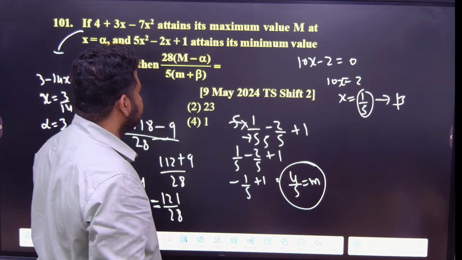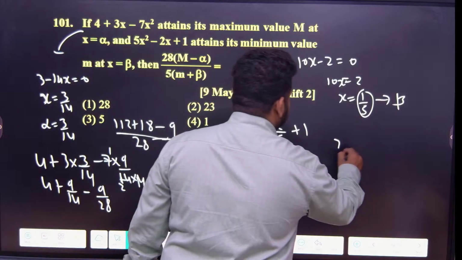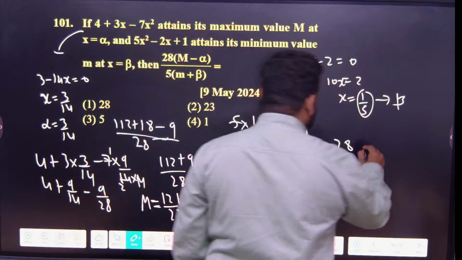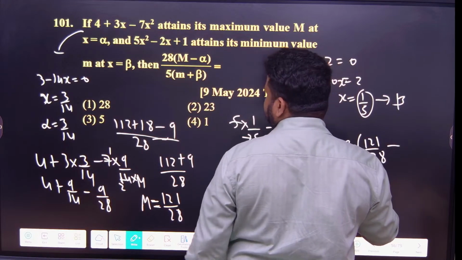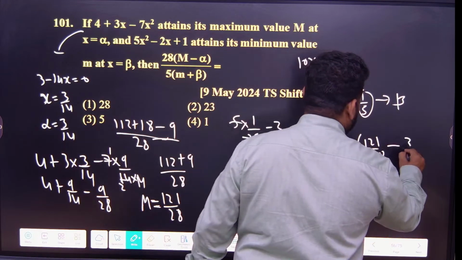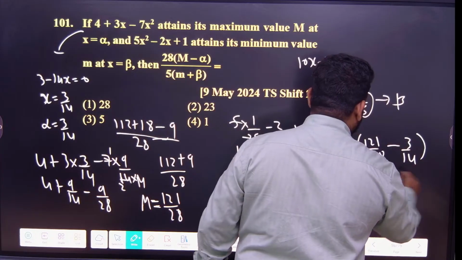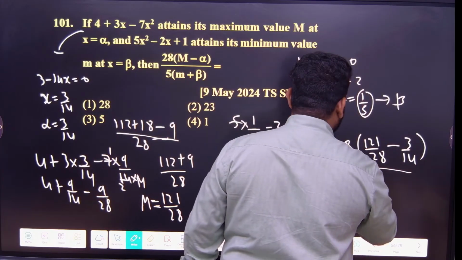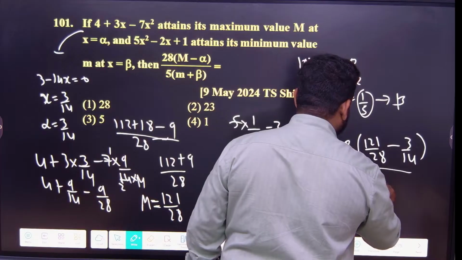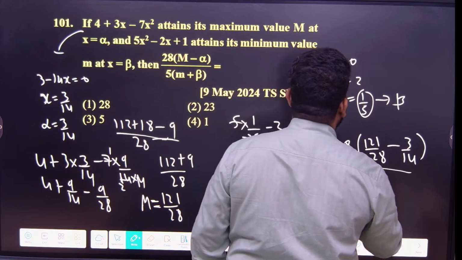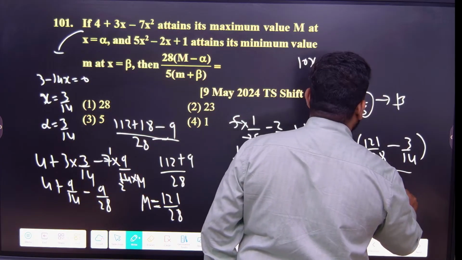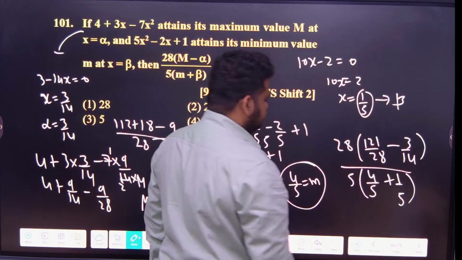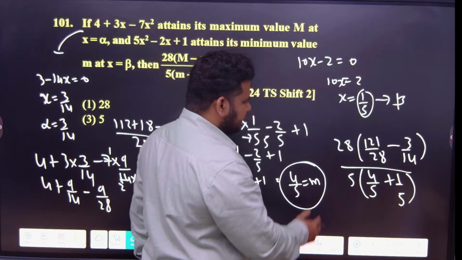Now put the values. 28 into what is this? 28 into 121 by 28 minus alpha is what? 3 by 14. Okay. Divided by what is it? 5 into minimum value is what? 4 by 5 minus, plus 1 by 5. Correct na? Plus 1 by 5. So you will get it as what?